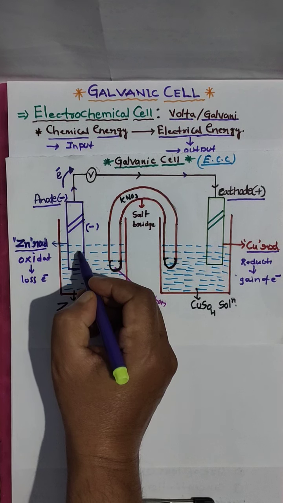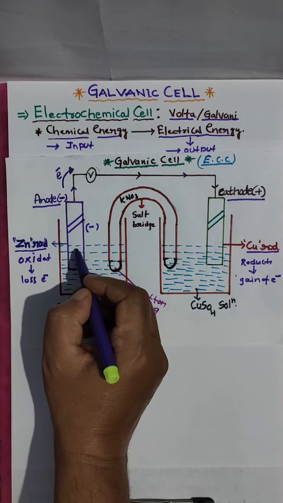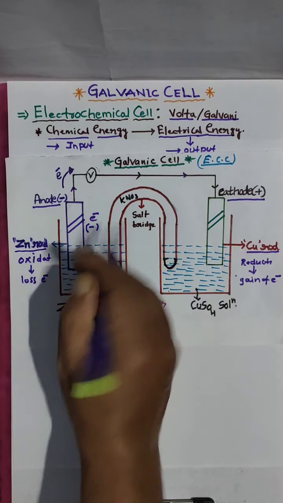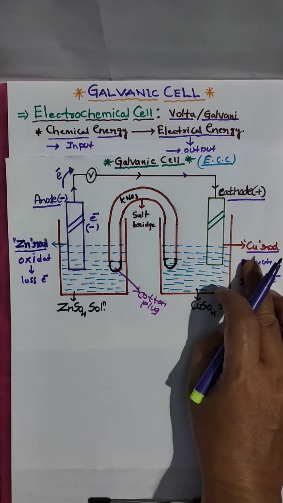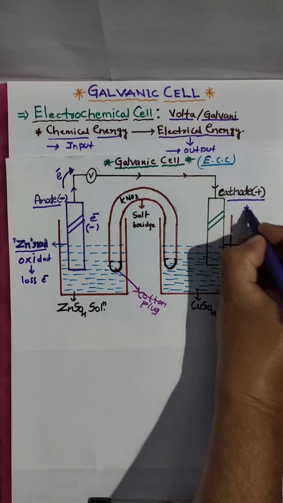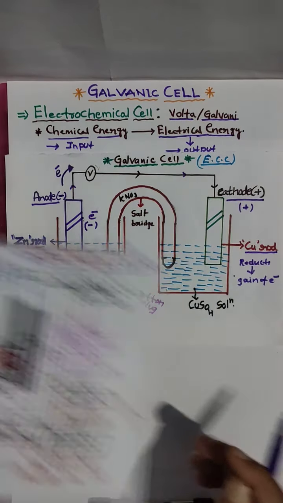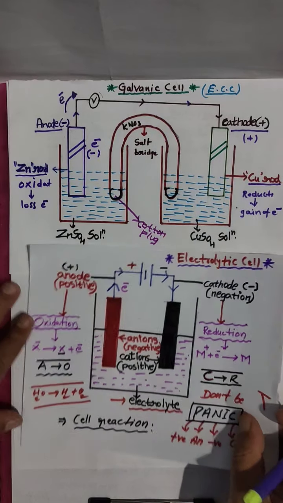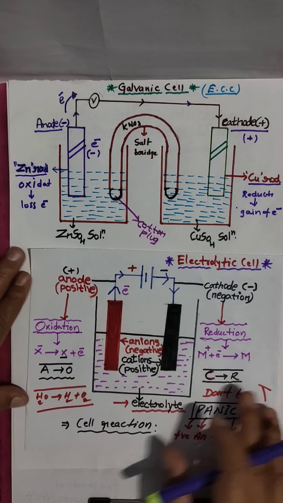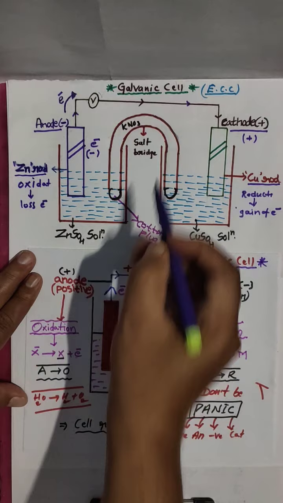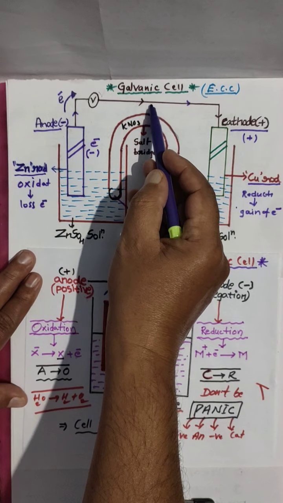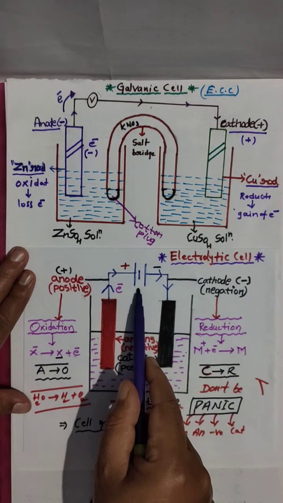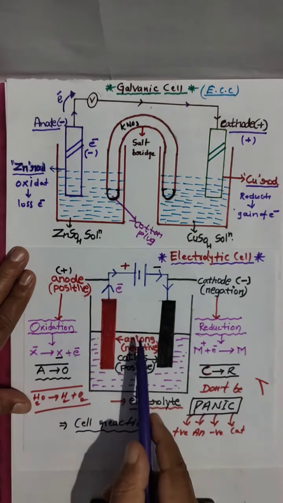So here zinc lost electrons. That's why the electronic charge is more here, and that's why it is negative. The opposite side is positive. That is the difference. Look here. The difference you can address first, then later we'll discuss. In an electrochemical cell, we are not using any battery. In an electrolytic cell, we are using a battery. That is the major difference.